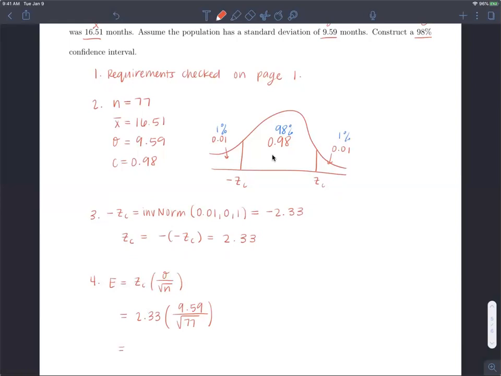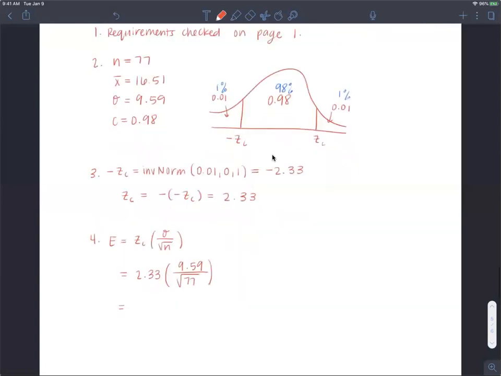You should make sure that you know how to put this one into your calculator too, just in case. 2.33 times 9.59 divided by the square root of 77. And so I'm getting 2.55. Are you guys getting something similar or the same thing? The same thing. Okay.